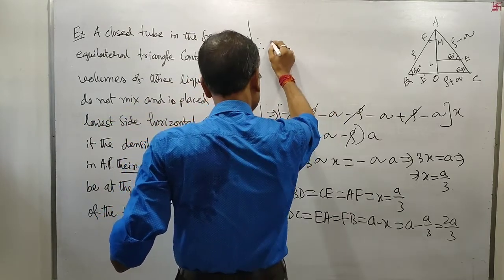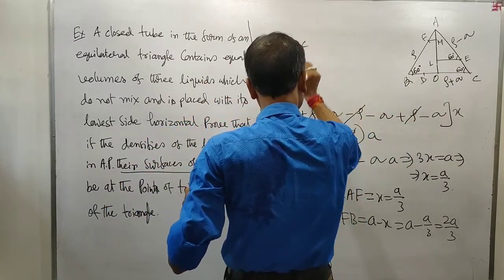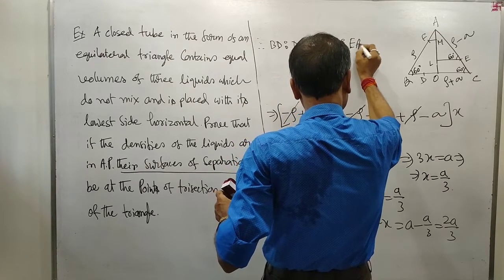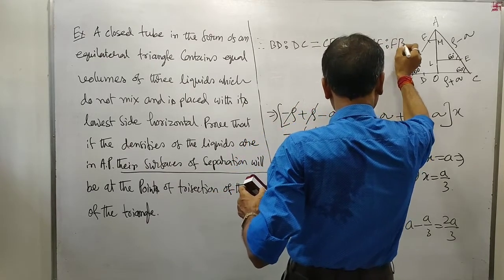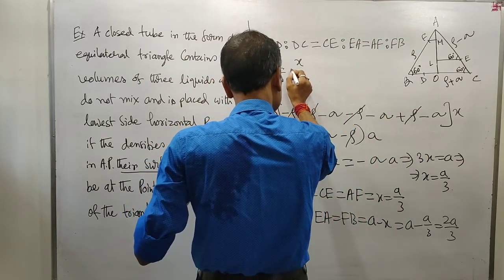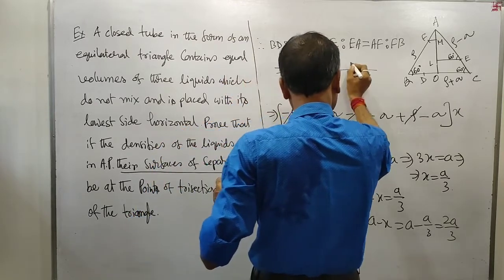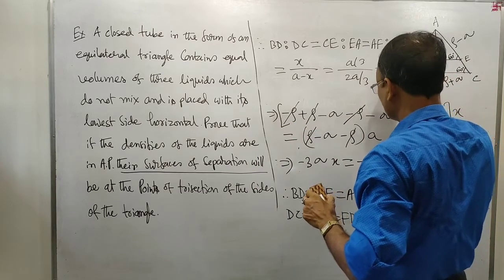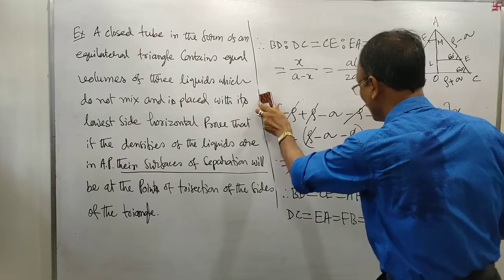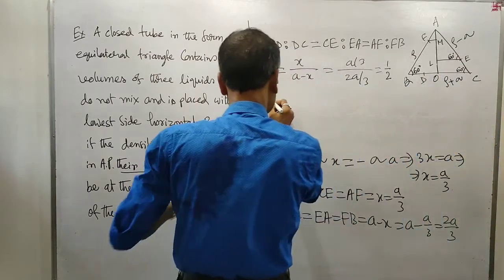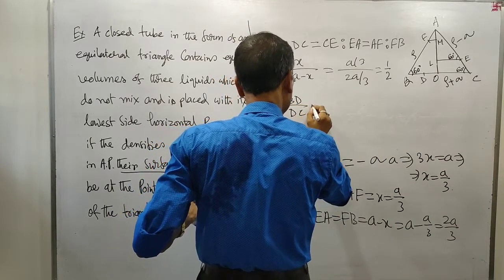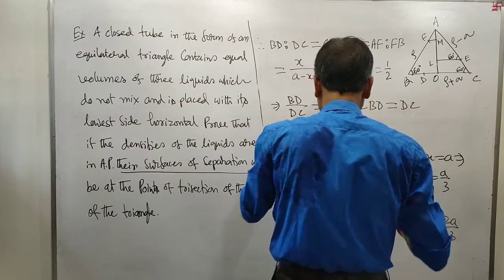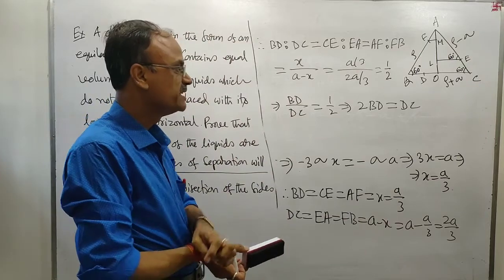Therefore, BD is to DC equal to CE is to EA equal to AF is to FB, equal to X divided by A minus X. This is equal to A by 3 divided by twice A by 3, which is equal to 1 by 2. This means BD by DC equal to 1 by 2. This means twice BD equal to DC.